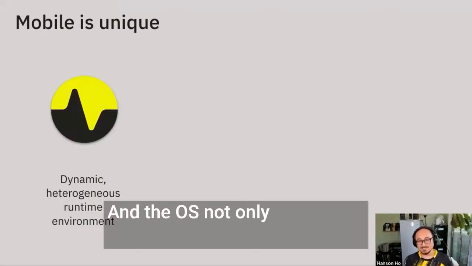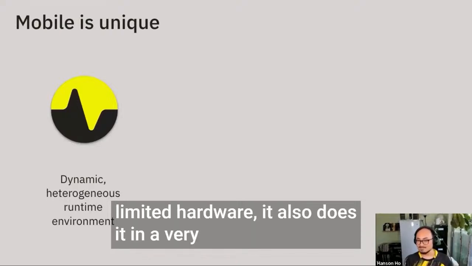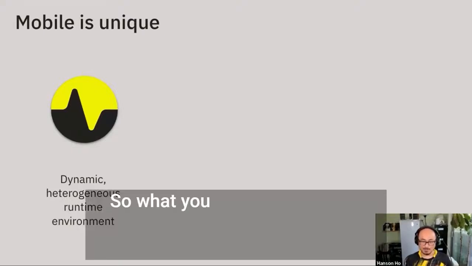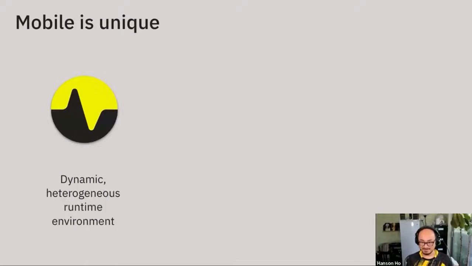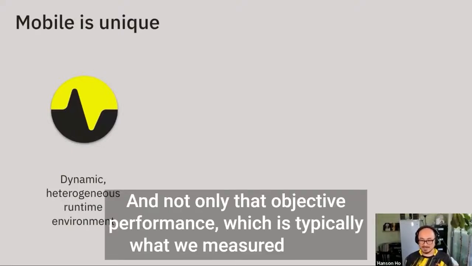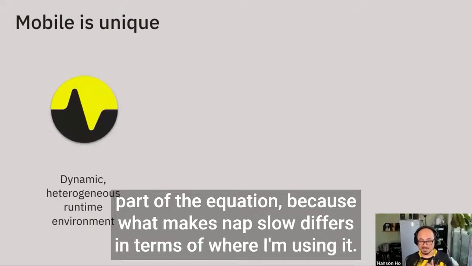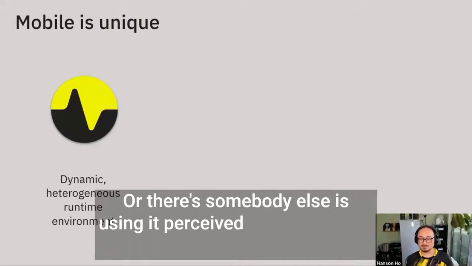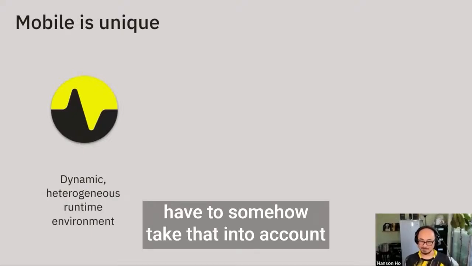And the OS not only limits what you could do with that already limited hardware, it also does it in a very unpredictable way. So what you have is a dynamic environment where you don't know what is actually executing your app. And not only that, objective performance, which is typically what we measure, is only part of the equation, because what makes an app slow differs in terms of where I'm using it or whether somebody else is using it. Perceived performance is also part of the equation, and SLOs have to somehow take that into account.